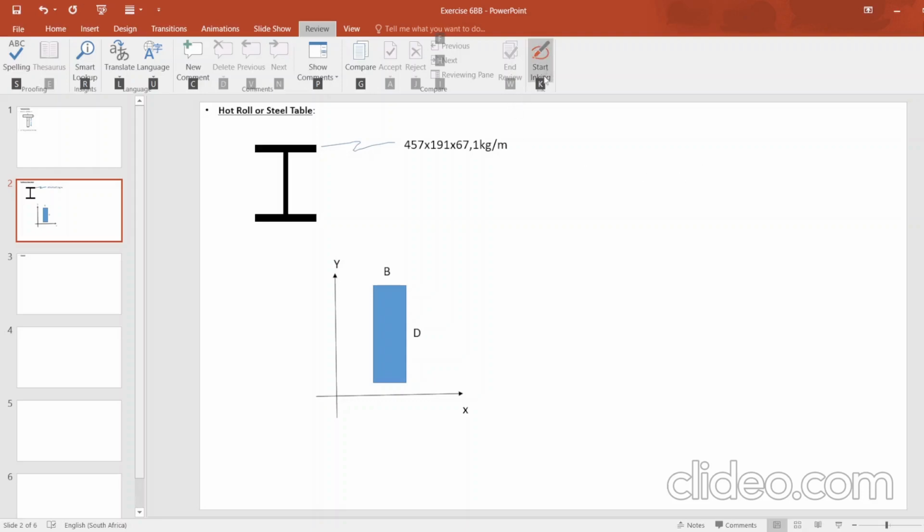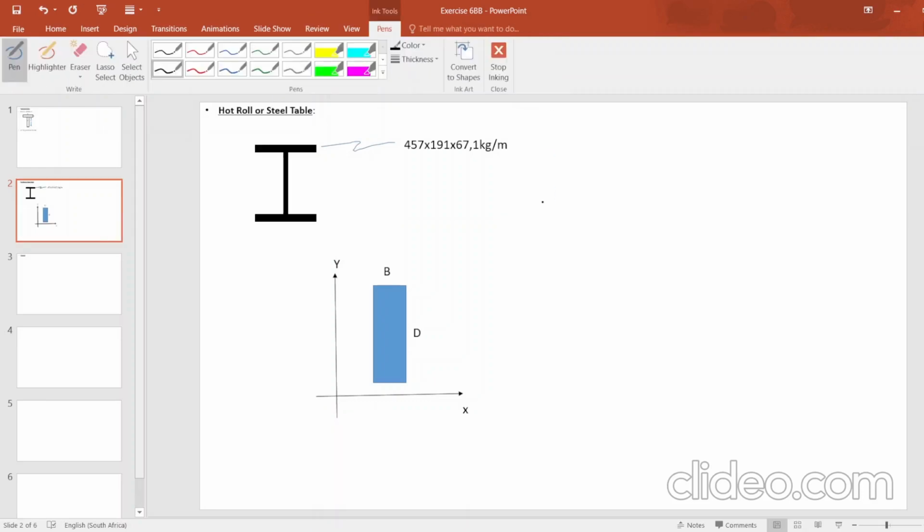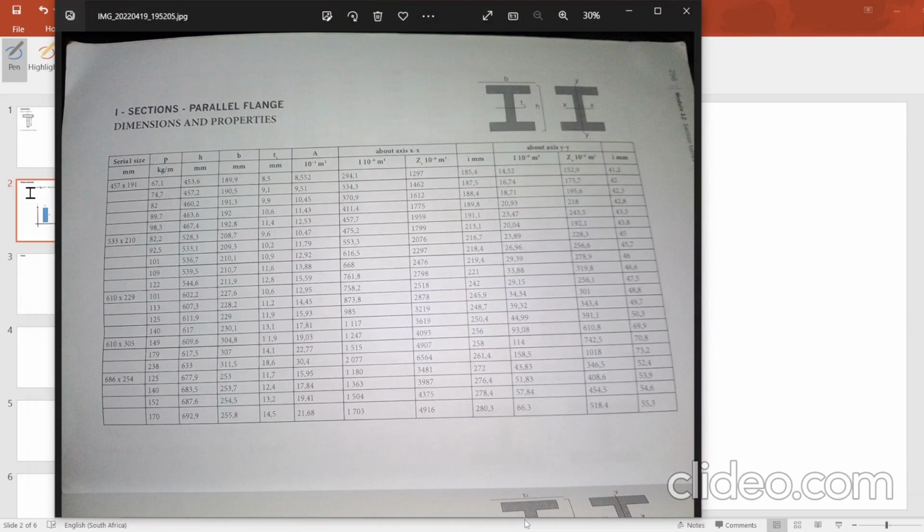Let us look at the hot roll and make some understanding about the hot roll. Now, on the hot roll, this is what we are talking about. We are talking about the steel table. This one is a hot roll from the book of our books, but I did show you the hot roll that we'll be working with.